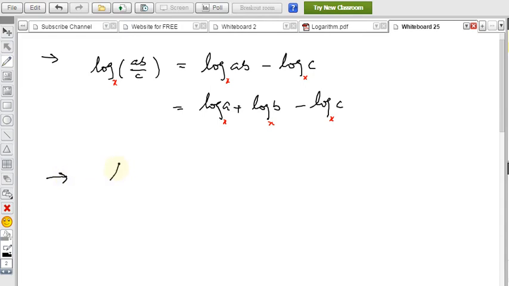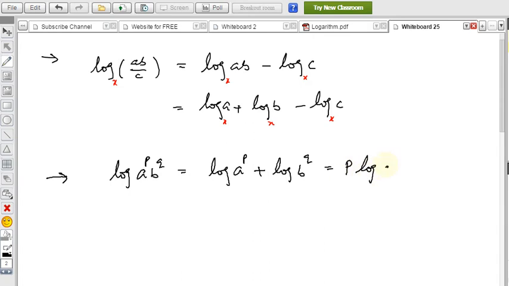Same in terms of power notation: log of a to the power p times b to the power q. First we will use the product rule. So log a into b is log a to the power p plus log b to the power q. If you want to simplify more, it is p into log a plus q into log b. So powers you can write in front, before the log.